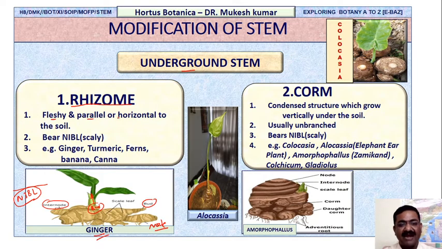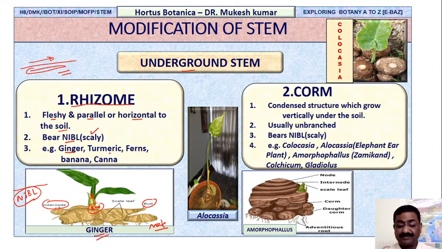It will grow parallel or horizontal to the soil. This is the soil surface and it is growing like that. So it is either parallel or you can say horizontal to the soil surface. Nibble, just as I told you, and the leaf will be scaly. You just peel out the upper layer, that is the scaly leaf present as a protective covering of the ginger. So this is a scaly leaf, mind well.